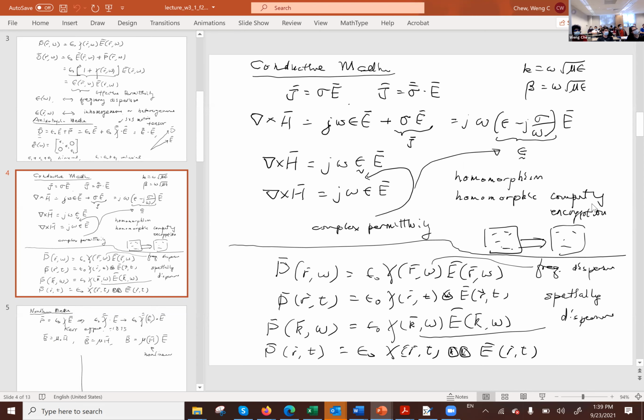Then if you look at Maxwell's equations or Helmholtz's equation in that manner, Helmholtz's equation in the conductive medium is no different from Helmholtz's equation in the non-conductive medium. It is a mathematically homomorphic system. If you know how to do complex algebra, you know how to solve the Helmholtz equation quite quickly. Okay.